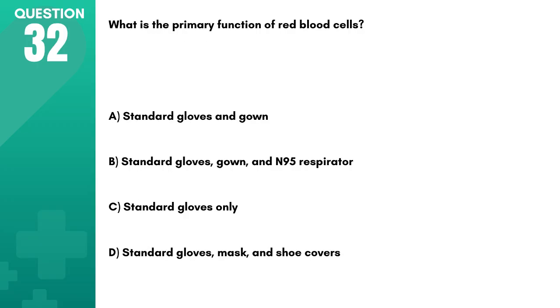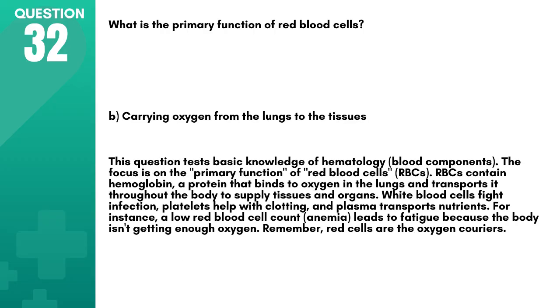Question 32. What is the primary function of red blood cells? A. Fighting infection. B. Carrying oxygen from the lungs to the tissues. C. Clotting blood. D. Transporting nutrients absorbed from the intestines. Answer: B. Carrying oxygen from the lungs to the tissues.